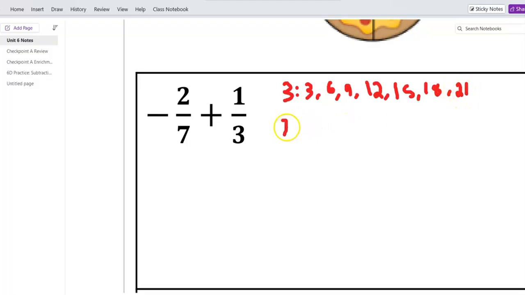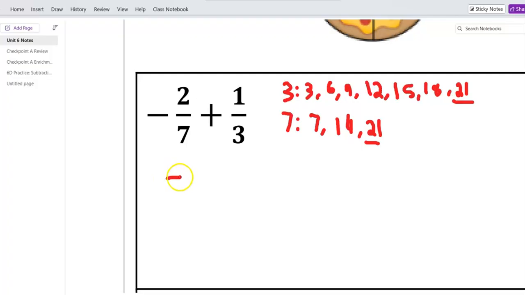And then we would also list out the factors of 7. So we'd have 7, 14, 21, and we could keep going, but hopefully we would notice that there's actually overlap with the 21s. This is the first number that both 3 and 7 can go into. This is called the lowest common denominator, or least common multiple.